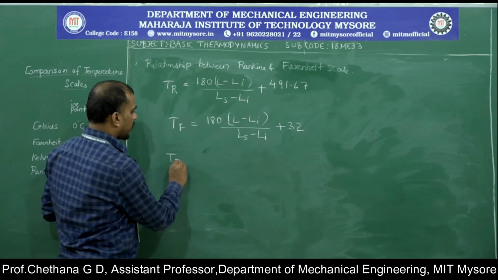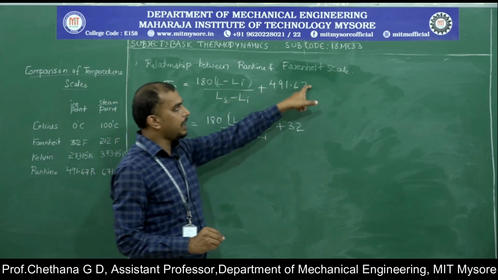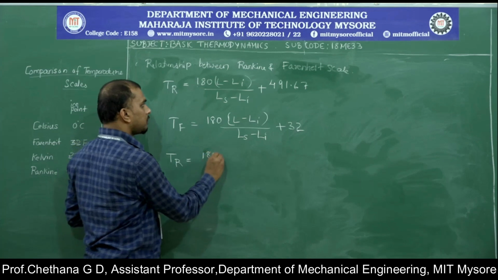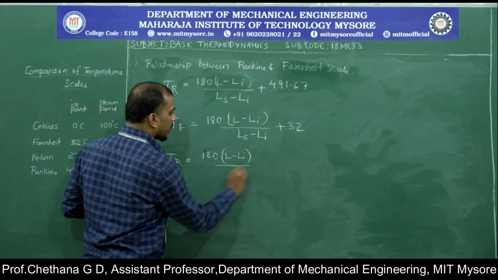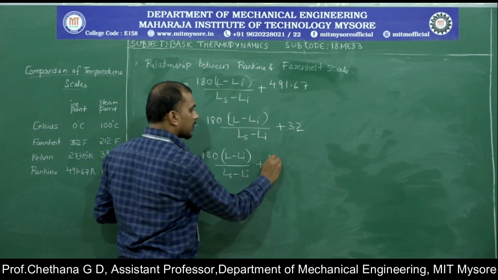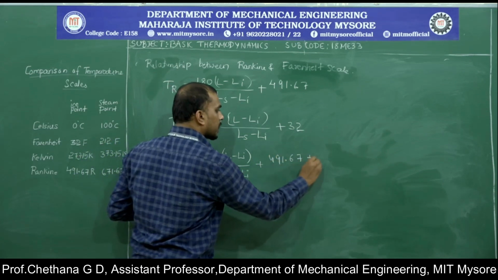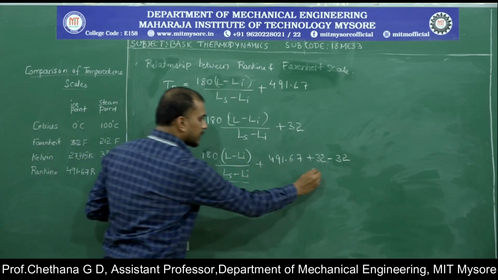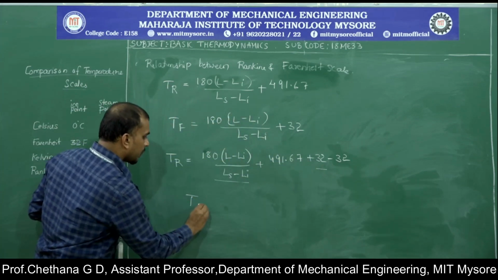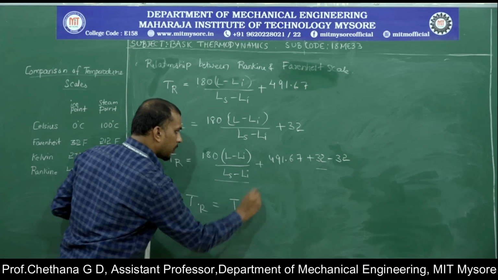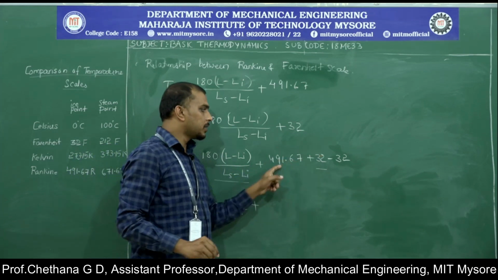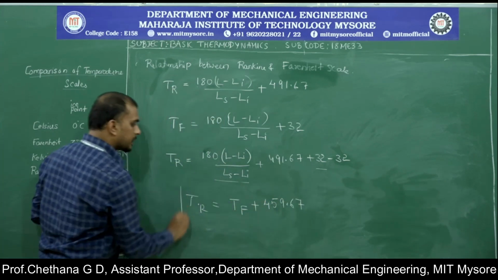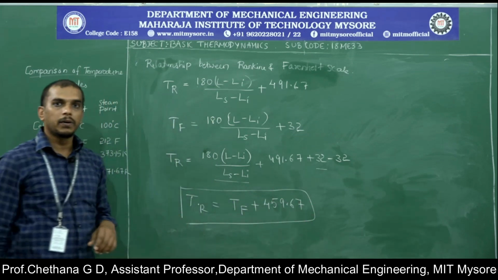In the Rankine scale, if you add and subtract 32, we will get this expression. What we will do is add and subtract 32 so that this term plus this term will give me Fahrenheit, plus subtracting 32 from this term gives 459.67. So this is the relationship between Rankine and Fahrenheit.